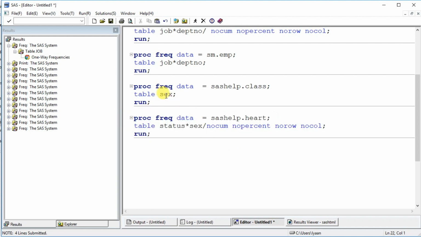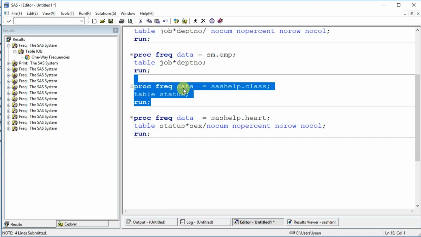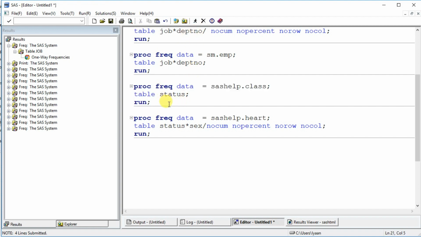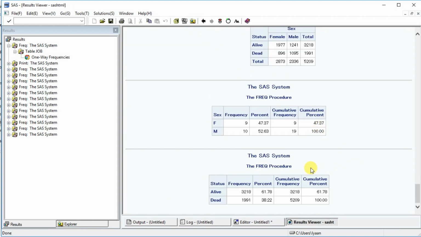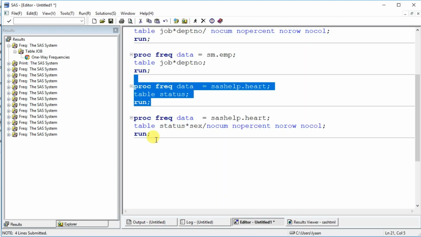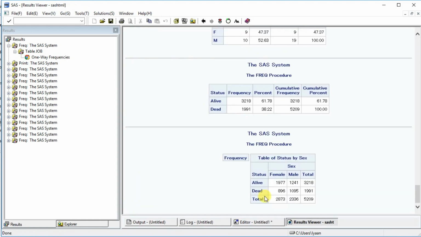Status, yeah, let me change this status. Oh, something is wrong. Okay, heart. Now see this again, let me generate the last one.